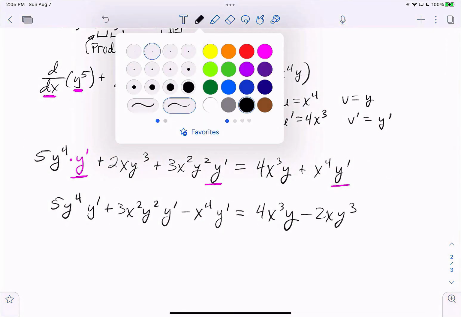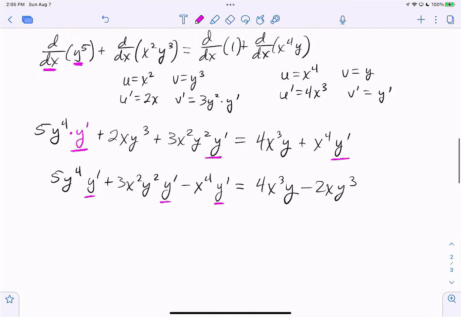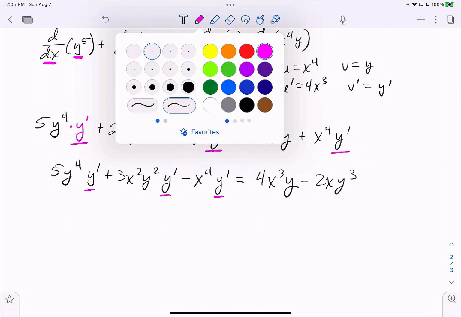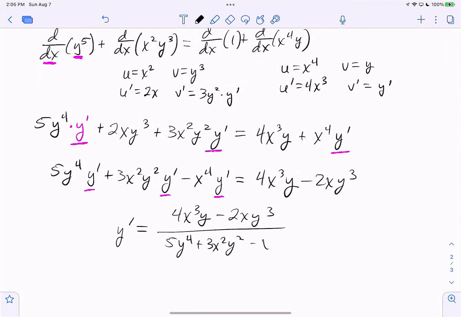Now at this point, I am going to skip a step. We're going to factor out the y primes and then divide to isolate y prime. That result is going to be y prime is equal to 4x cubed y minus 2xy cubed divided by 5y to the fourth plus 3x squared y squared minus x to the fourth. And you can quickly look at all of the terms and see that there are no common factors, so this is our answer.